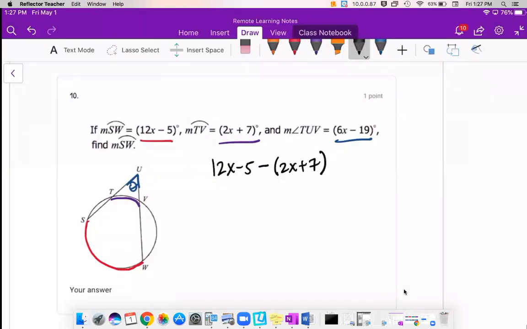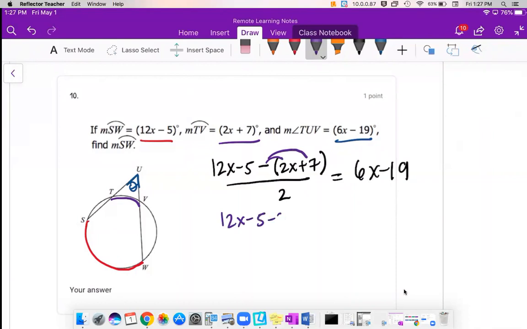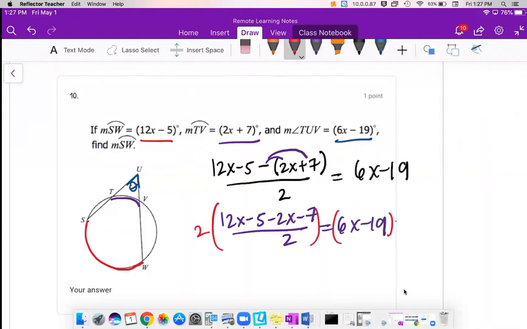And then we know that if we divide that by 2, that is going to equal our angle, which is 6x minus 19. Okay, so same thing we did in the last problem. It's going to take some combining. So I'm going to distribute the negative in the numerator. So I'm going to get this to be 12x minus 5 minus 2x minus 7 over 2 is equal to this. Next thing I'm going to do is multiply both sides by 2 to get rid of the 2 in the denominator, and then I'm going to combine like terms up here.